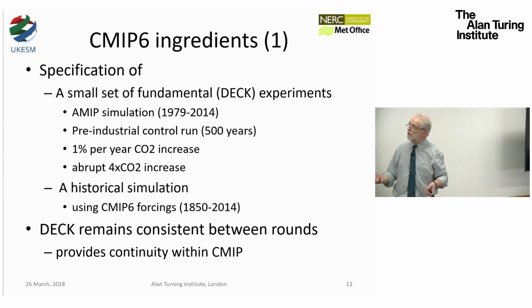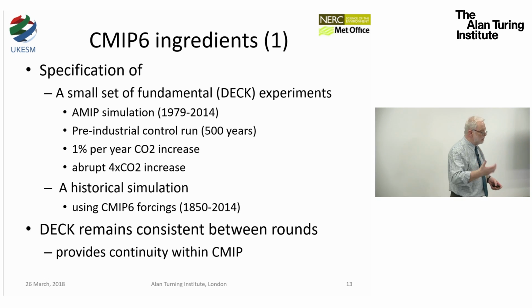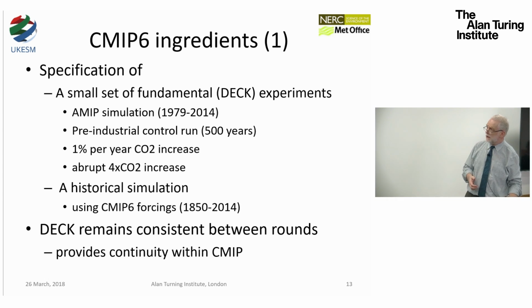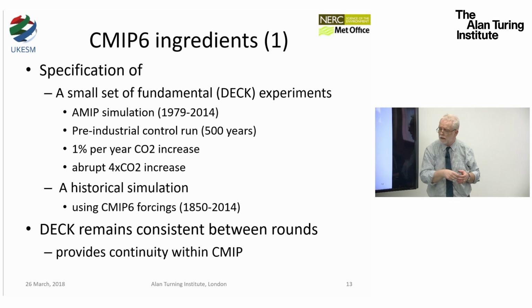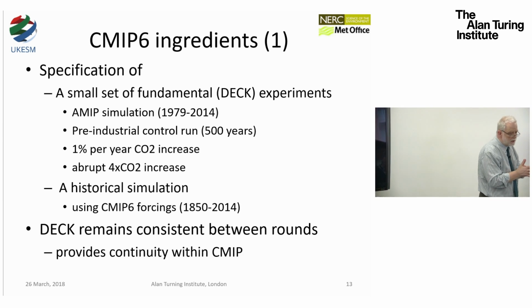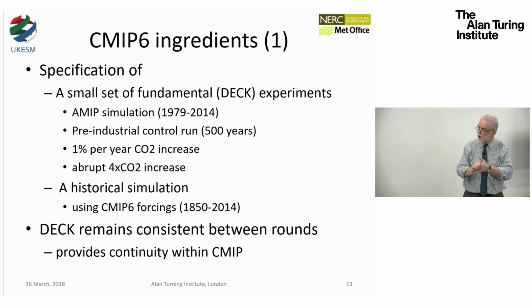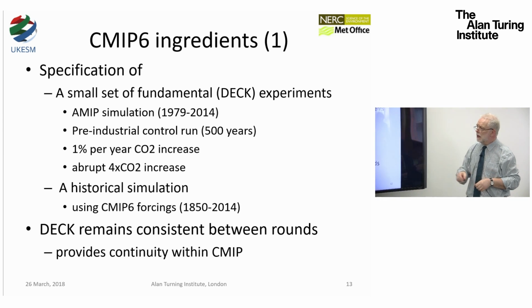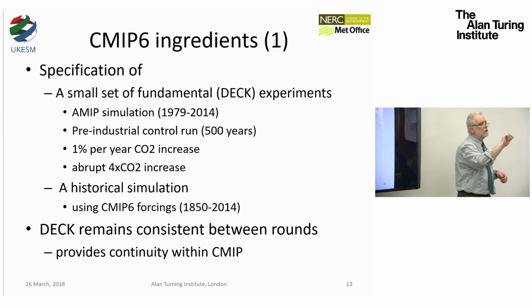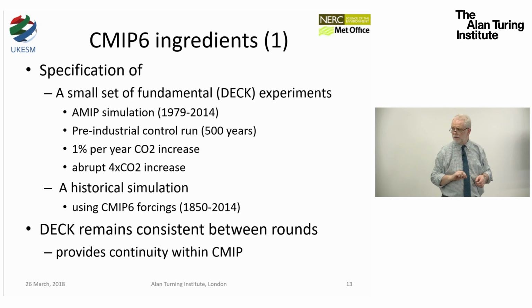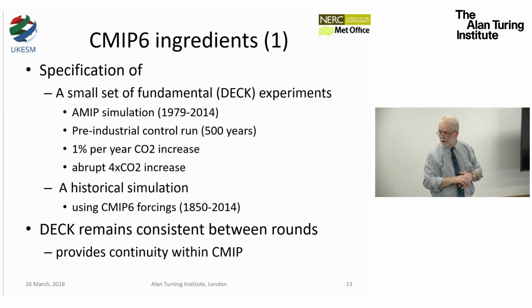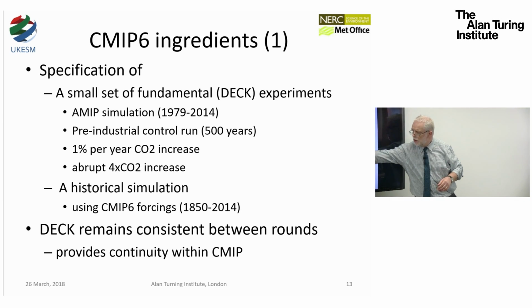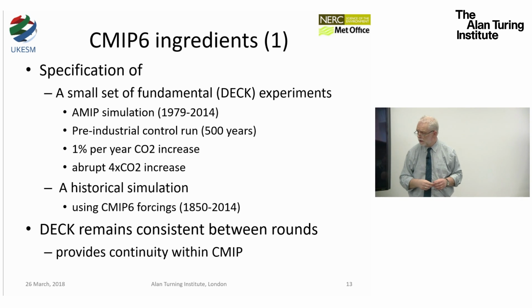So what does it consist of? Well, if you want to enter your model in CMIP6, the first thing you have to do is to use it to run a small set of fundamental experiments. So an atmosphere-only simulation, a pre-industrial control one for about 500 years, so you can get some sort of baseline for the behaviour of the model. A simulation where the amount of CO2 in the atmosphere increases by 1% per year. A simulation where there's an abrupt 4 times CO2 increase, and a historical simulation using specified forcings from CMIP6.